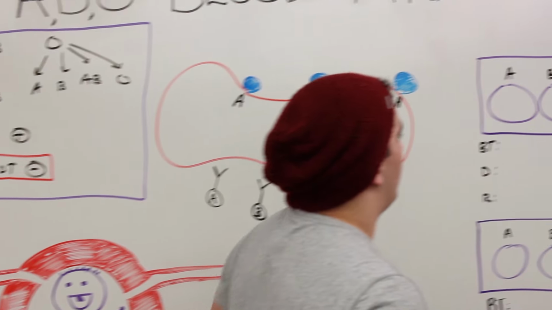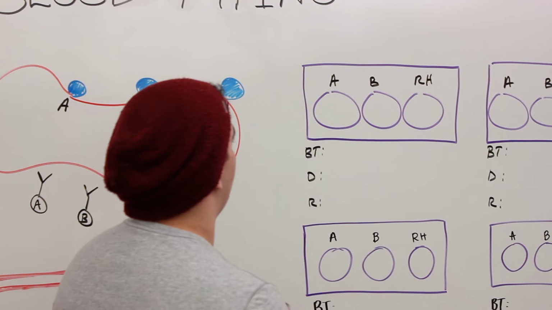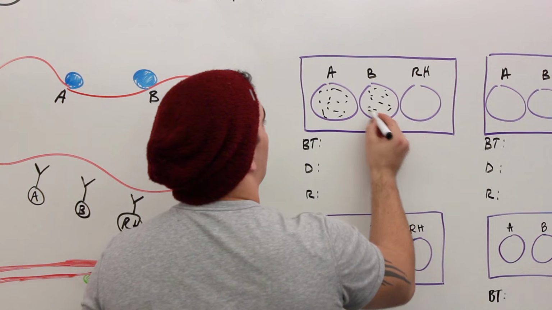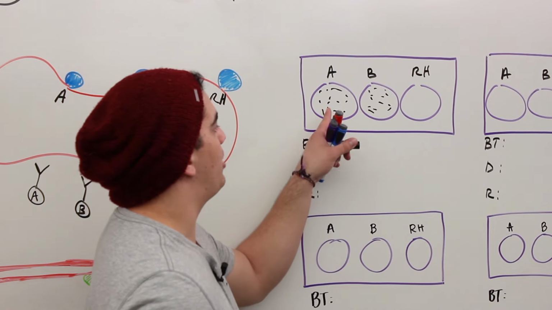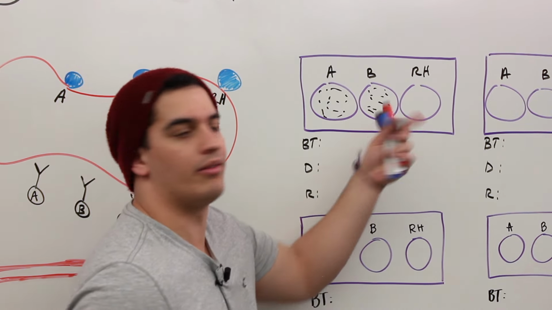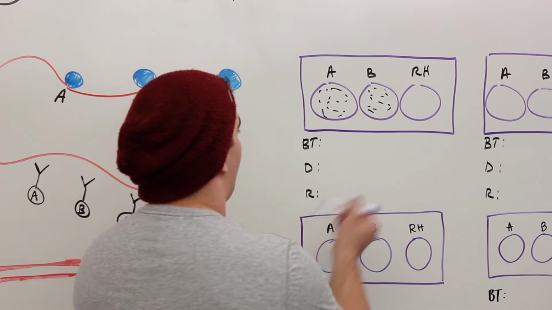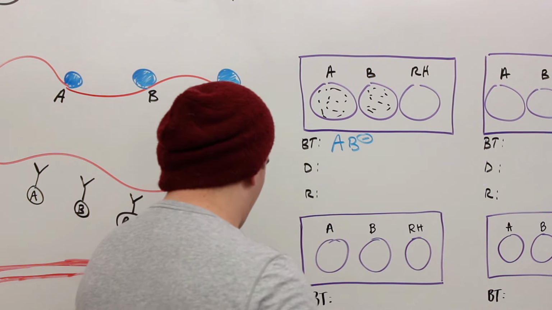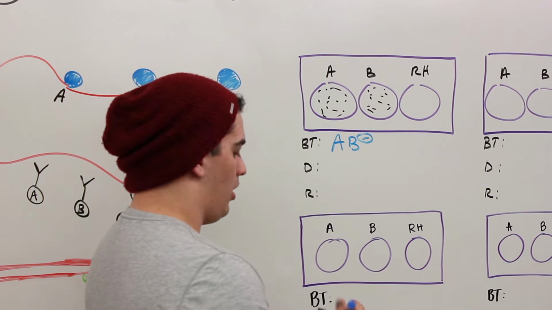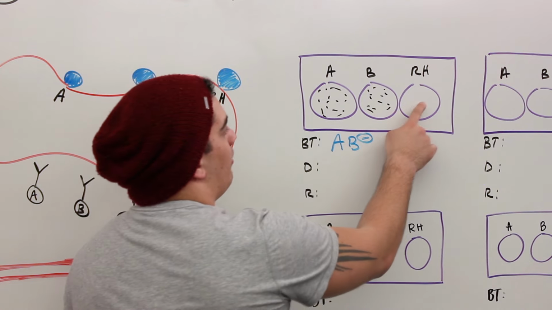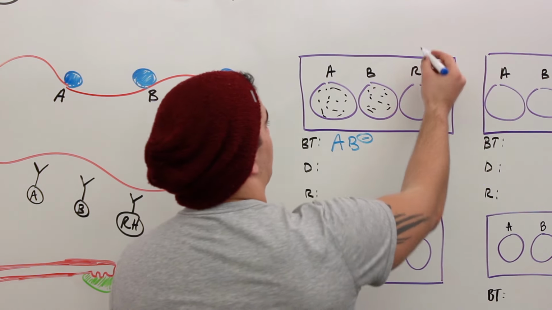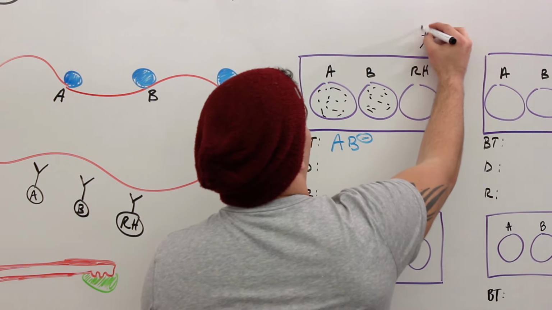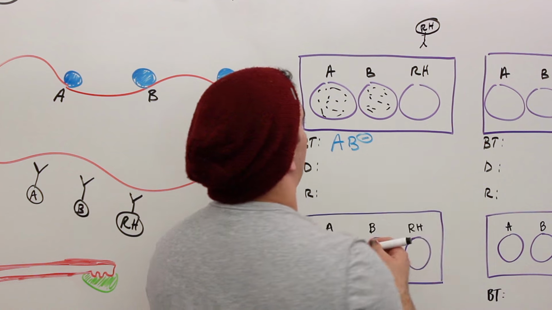If we come over here, and let's say that this person has clumping within the A, clumping within the B, but no clumping in the Rh. That means that they're A, B, negative, right? So this person's AB negative. What does that mean for their antibodies? What would they have within their plasma circulation? They would have anti-Rh antibodies within their plasma.